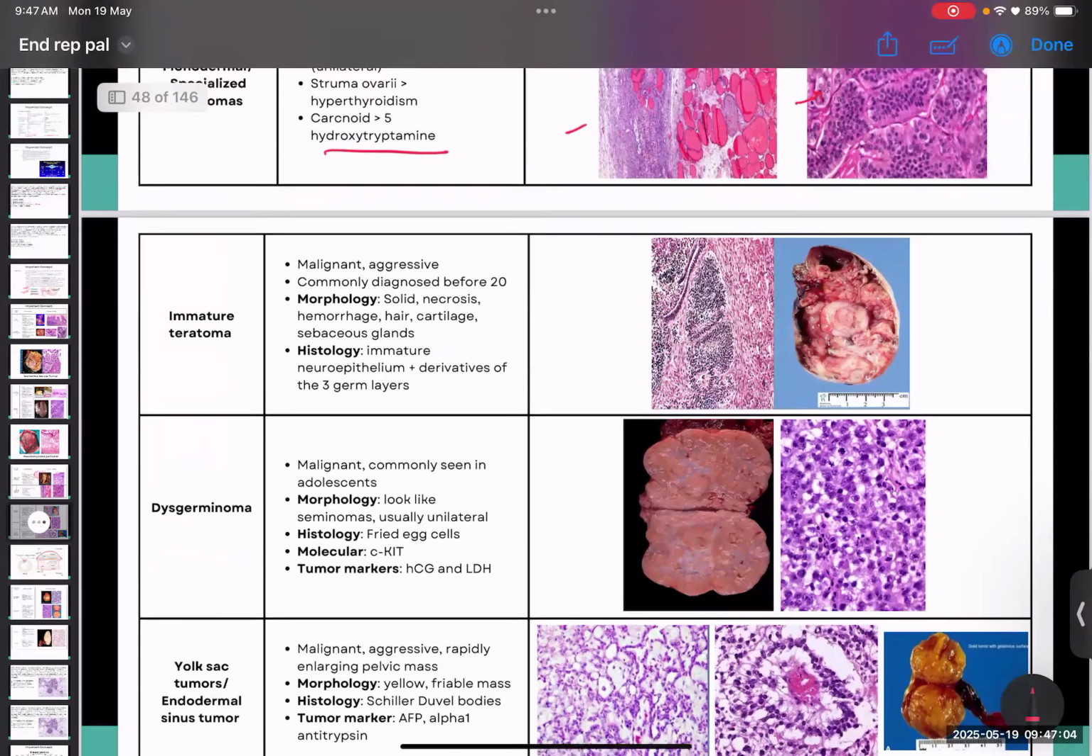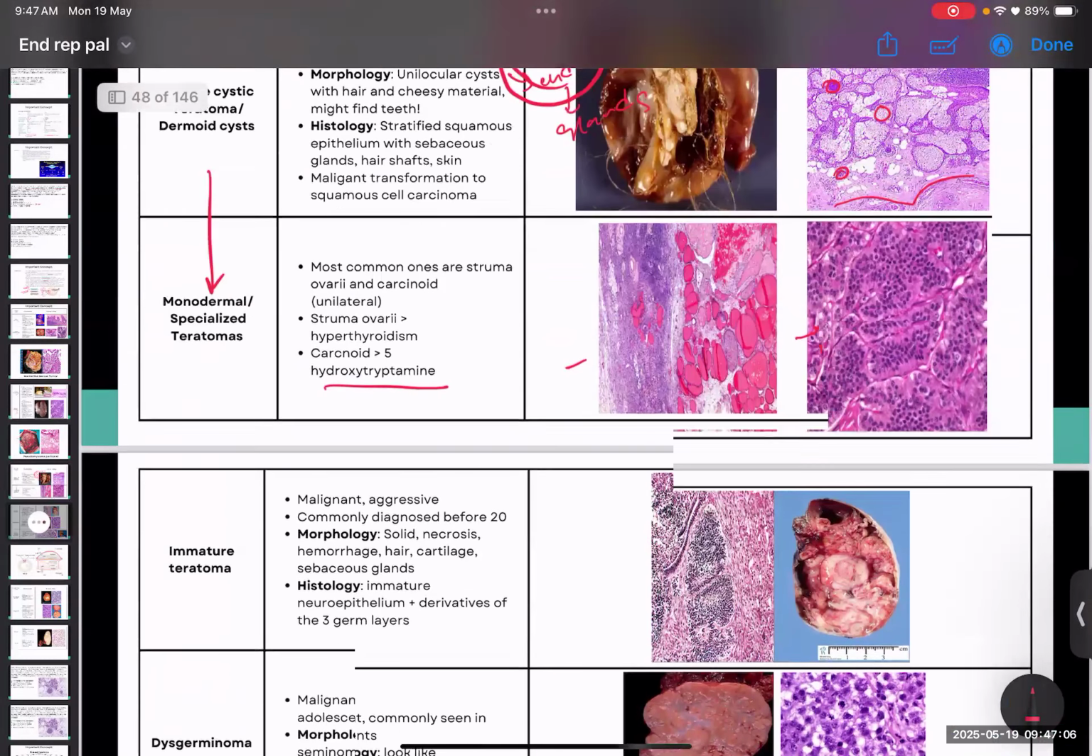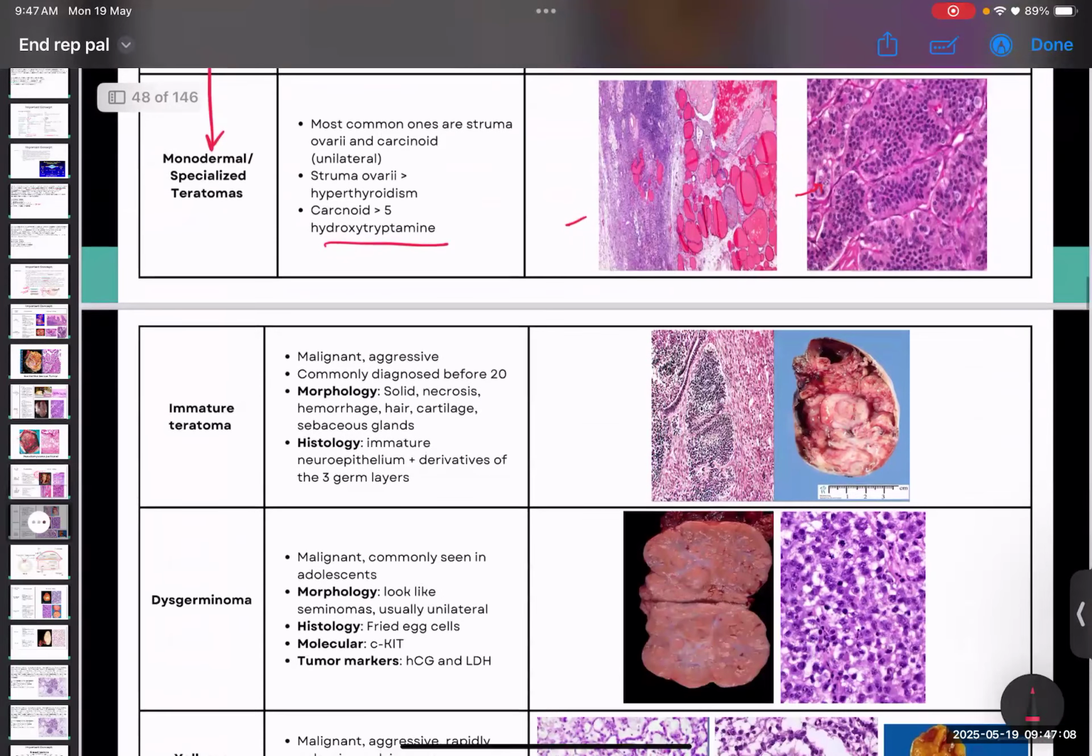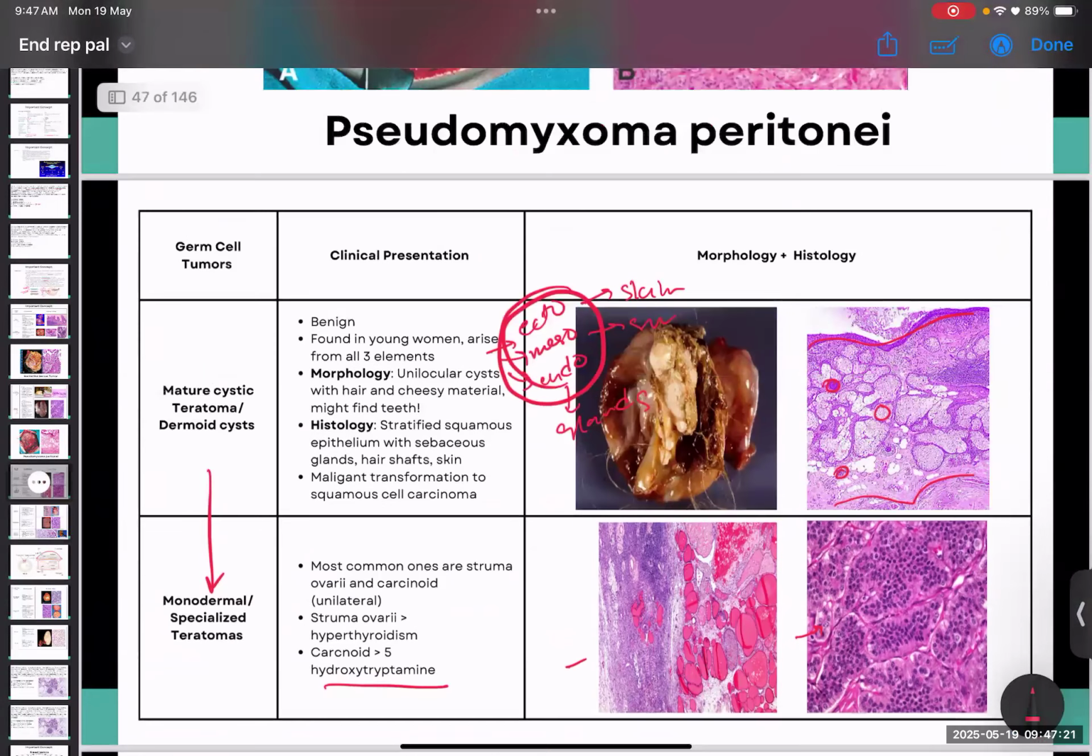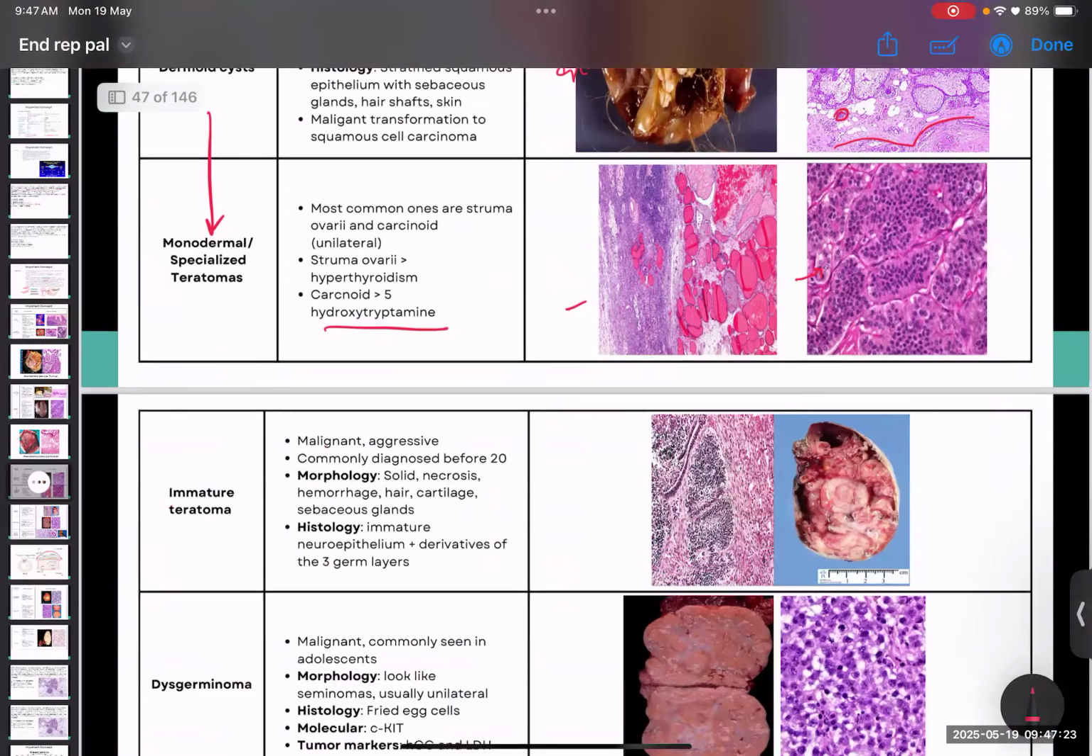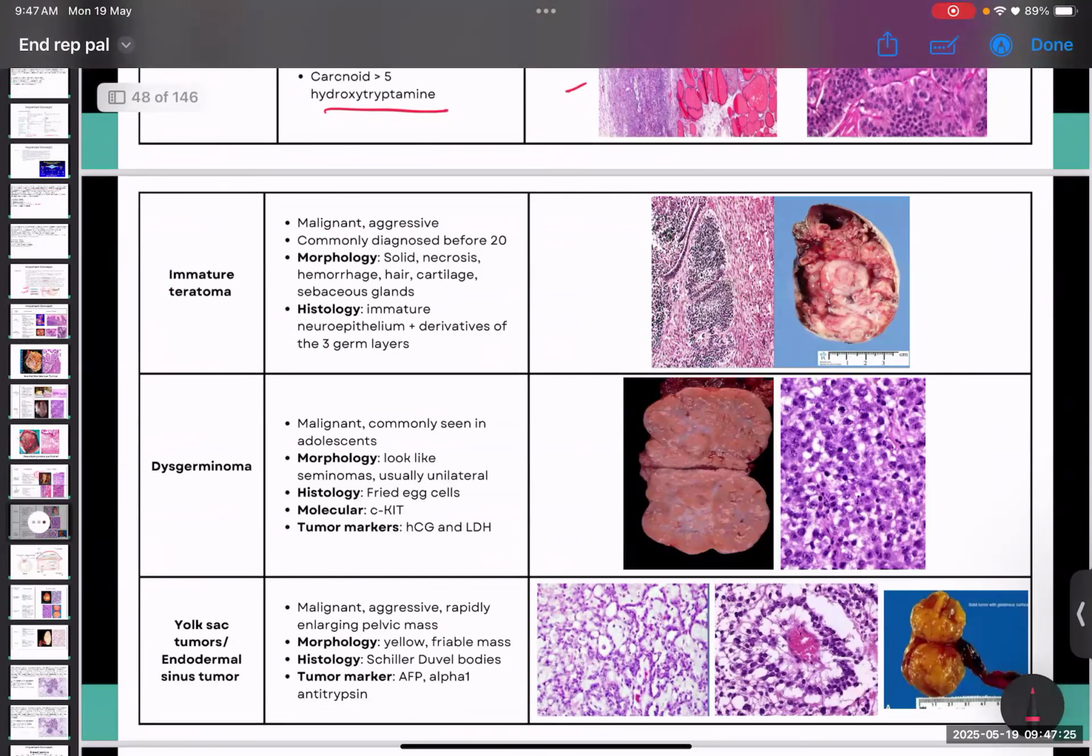Now, moving on to immature teratomas, these are more malignant, and apart from having all the three germ layers, they also have the neuroectoderm. So they're usually malignant and have the neuroepithelium involved as well. Just kind of memorize how they look, because it's much easier to identify a dermoid cyst than it is to identify an immature teratoma.